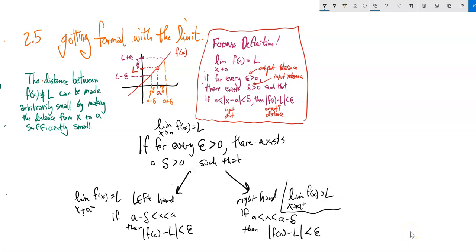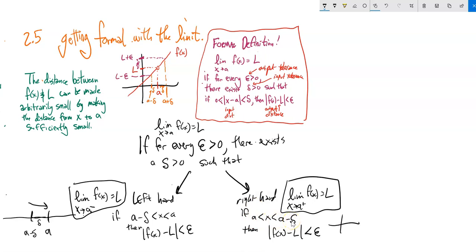So notice the only difference here is this isn't universal. It has x just between a minus delta and a. So if you think about where a is at, a minus delta is the left-hand side of it, right? If this is the x-axis. So we're just only subtracting that delta. We're not adding it because we're only coming at it from the left. And on this side, a is less than x, which is less than a plus delta. Same idea.